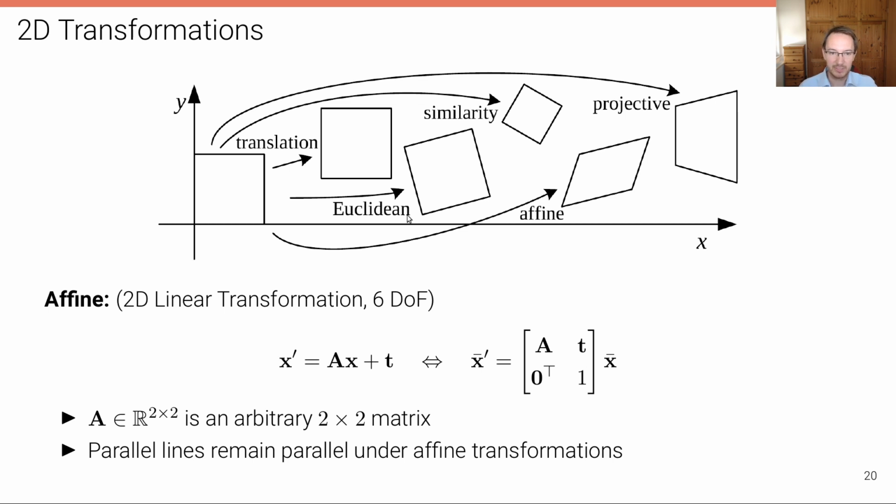And we can see an example of an affine transformation or a linear transformation here, which is not preserving angles anymore, as you can see, but which is preserving parallel lines. So if you have two parallel lines, then these remain parallel with respect to each other after the transformation.